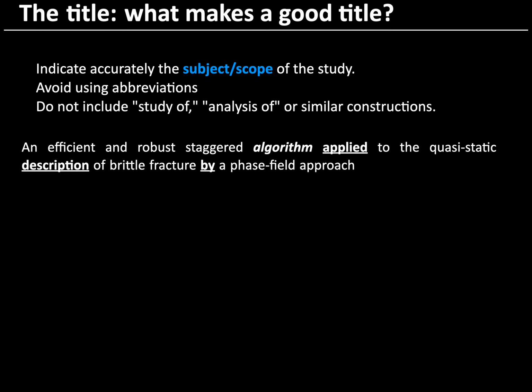So here I took the titles from some published papers, not randomly, from my field. And then if I see something wrong there, I rewrite them. So you see, the first title is from a paper published in a not very good journal: "An efficient and robust staggered algorithm applied to the quasi-static description of brittle fracture by a phase field approach." This, to me, is terrible.